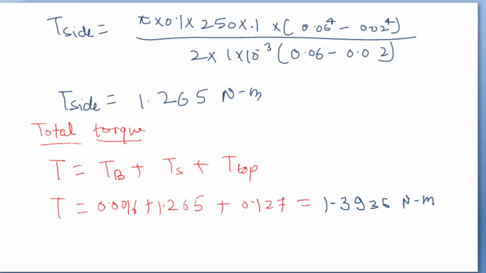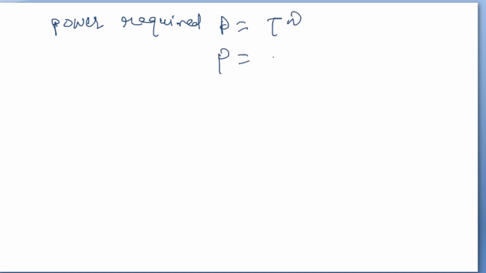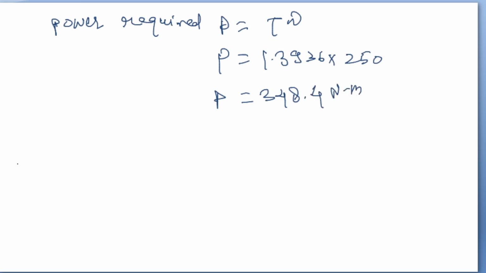Now we have to calculate the power required. So power required is the torque into angular velocity. So this is 1.3936 into 250, which is 348.4 watt. Now the second question says, if the temperature increases, then viscosity changes, then what will be the reduction in power?